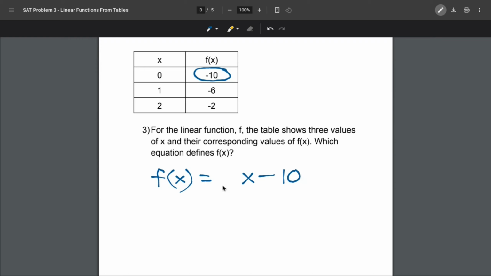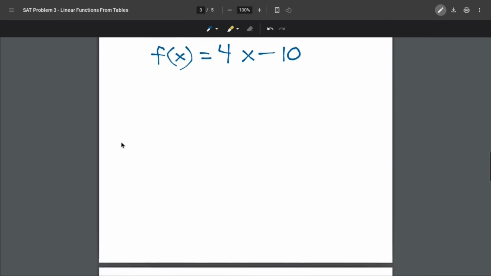Okay, now we've got to figure out our slope here. So from negative 10 to negative 6, we actually add 4. So we add 4 as we go 1 on x. We go another 1 on x, and we add 4 again. So our slope is a positive 4x. So our function is f of x equals 4x minus 10. Let's keep going and do one more.